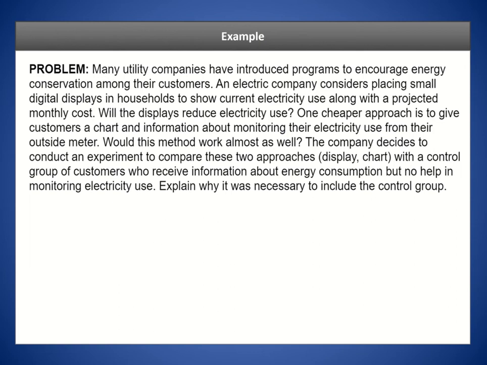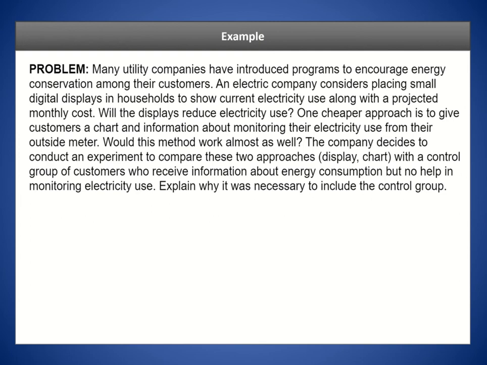Okay, so let's take a look at that. Why do we even need a control group? Remember what the purpose of the control group is. The purpose of the control group is to provide a baseline, keeping all other variables constant. So in this case, if we did not have a control group, we wouldn't be able to tell if the displays or the charts caused a reduction in the electricity use, right?